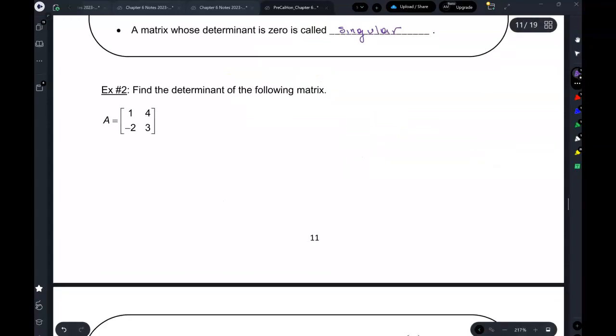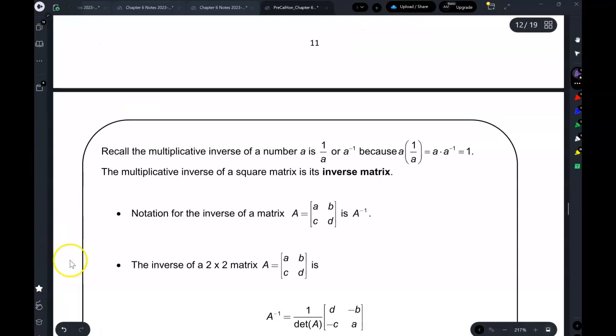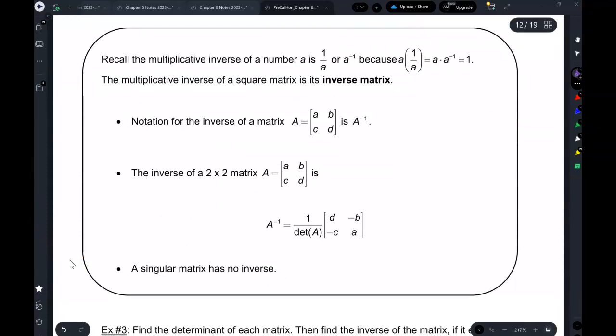Okay, so let's find the determinant here. So determinant of A, straightforward, 1 times 3 minus negative 8, 11. That's it. That's it. Okay? This is like the easiest thing you'll do in this class. Okay, so let's talk about inverses.